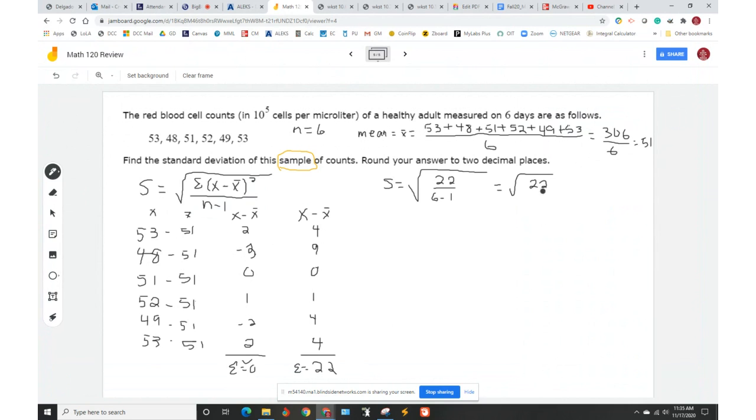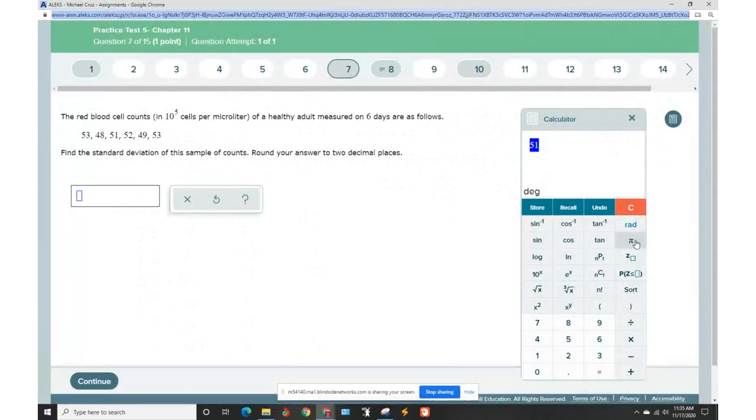And these right here, I mean, you might be able to get them to come out to be a whole number, but I don't know if I've ever seen it, because square roots are almost always going to be irrational numbers. They're going to have to be approximated. So we're going out to 2 decimal places, so it's 2.10.